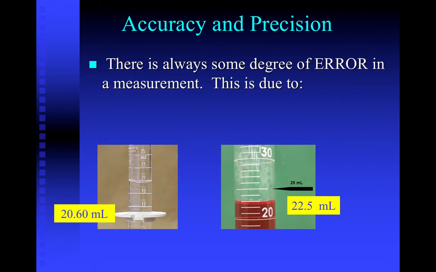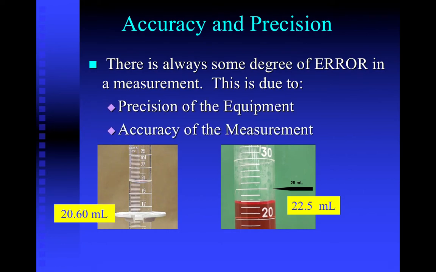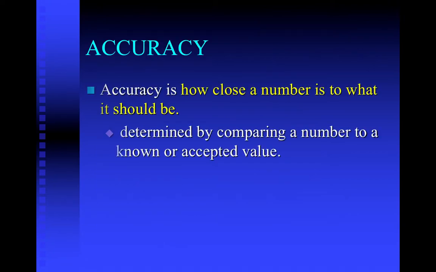So always remember that there's some degree of error in any kind of a measurement based on both the precision of the equipment and the accuracy of the measurement taken from that equipment. So accuracy, from the point of view of a definition, is how close the number is to what it should be. So to determine the accuracy of a number, you have to compare the value that was measured to some known or accepted value. So that can be a little bit tricky sometimes because you don't always know what that known or accepted value is. So sometimes it can be difficult to evaluate accuracy.